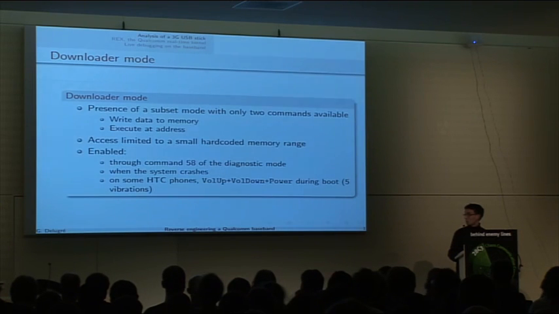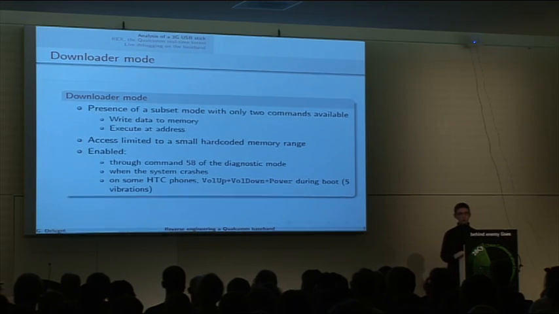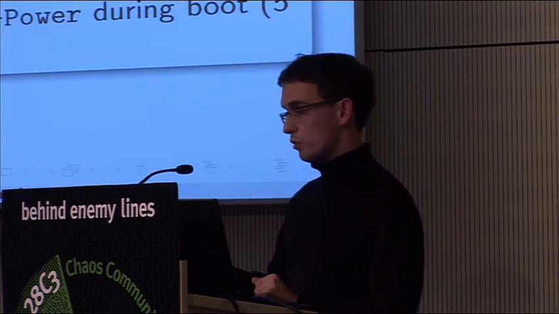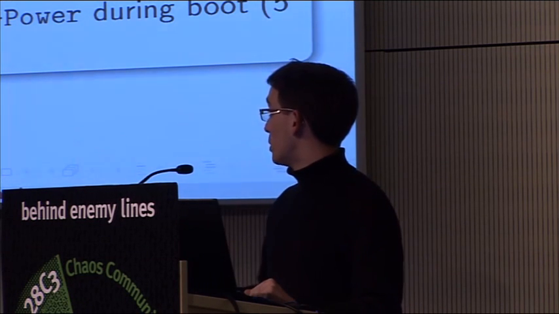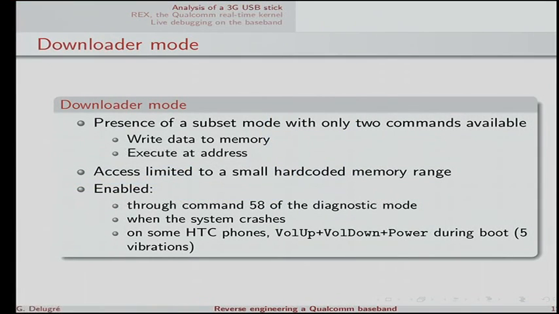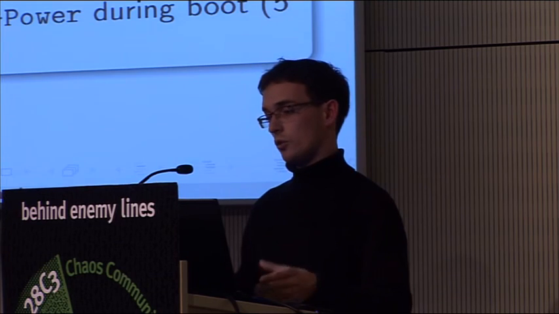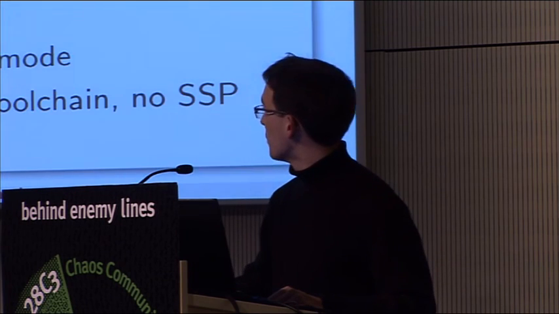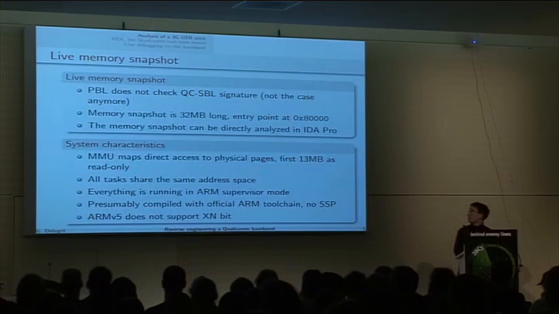It's also enabled when the system crashes, and on some HTC phones, like the HTC Desire Z, I think, when you boot your phone, you can hold volume up, volume down, and power for a few seconds. Then, while booting, you'll see 5 vibrations. If you plug the USB cable into the phone, you'll see a serial port, and this serial port offers the downloader mode. So you can push data and execute it in the baseband. It's directly accessible, it's free.